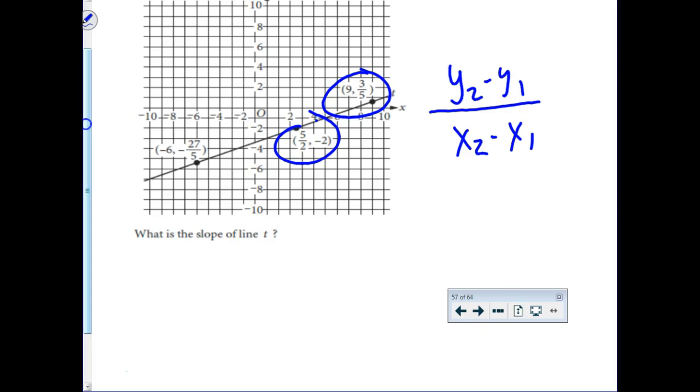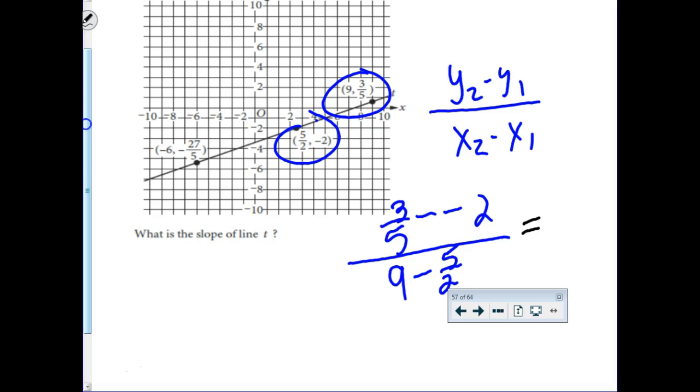All right, here we go. y2 minus y1. I don't care who y2 is, just stay in the same order. I'm going to go here with y2. So 3/5 minus -2 over x2, 9, minus x, oh boy. All right, here we go. Calculate away, my child. We are on the calculator section, right? I keep saying that. Okay, cool.